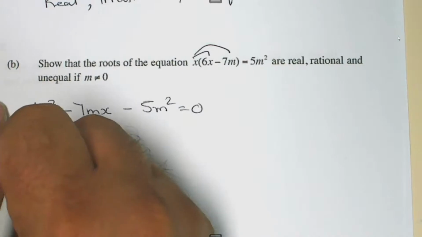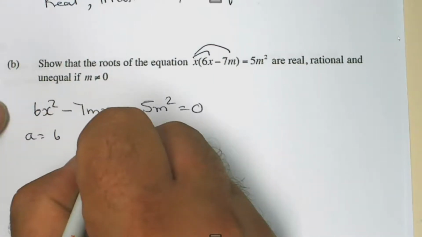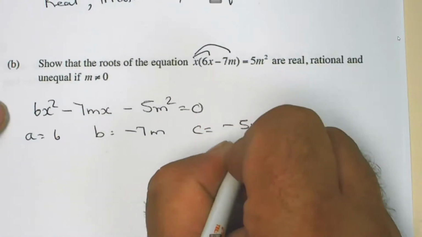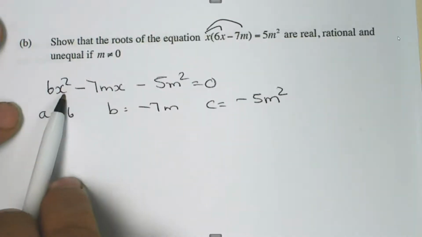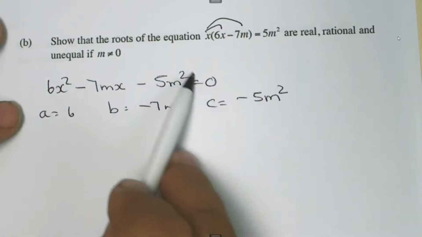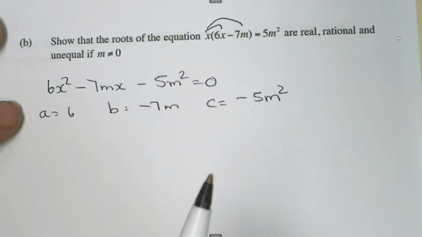So your A value is 6, your B value is negative 7m, and your C value is negative 5m squared. Remember, A is the coefficient of x squared, B is the coefficient of x, which is negative 7m, and the remainder free of x is your C value.